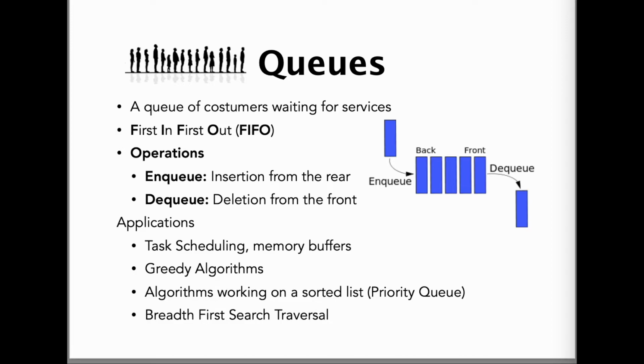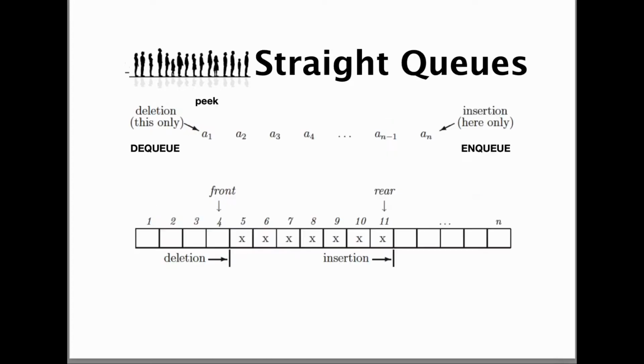So similar to a stack, we can also implement a queue using an array and using a linked list. But for the array implementation, we have two variants. We have the straight and the circular queue. Let's start with the straight queues. So here we have an abstract data type and a corresponding implementation using straight queue.